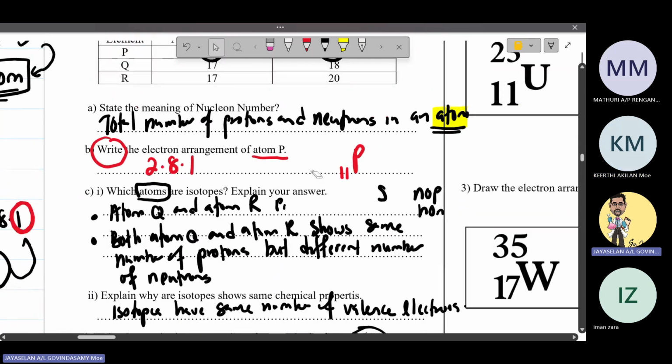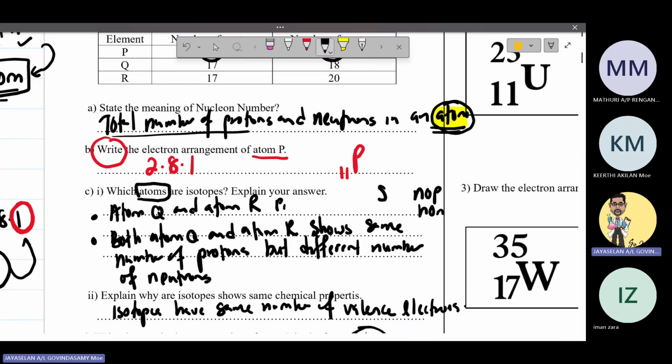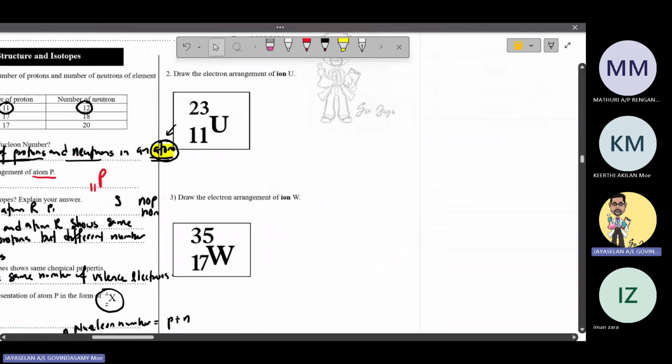For the definition, make sure you must put atom. The examiner doesn't read everything. They directly look for whether the student wrote this. If it is there, they will read. If not, they will not read. Then they will see total number of protons and neutrons in an atom, or the sum of protons and neutrons in an atom. If this type of question comes out and you get it wrong, I will ask you.